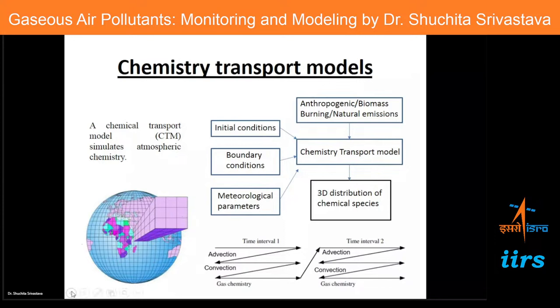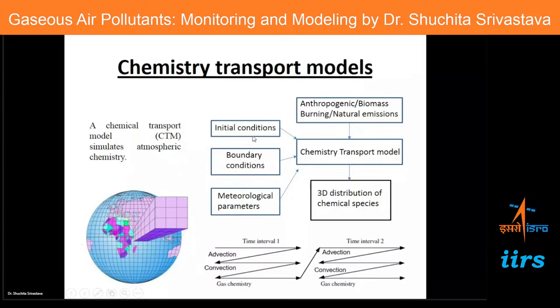In this process, the output of one grid will be input for another, and the output of that grid will be input for another, and so on. So the species continuity equation is solved in chemistry transport modeling. What are the essential parameters we require to run a chemistry transport model?